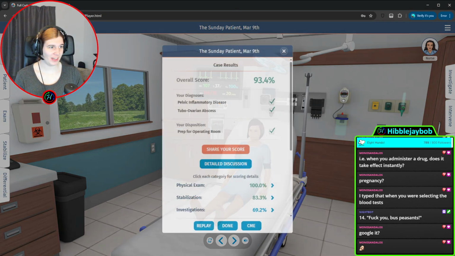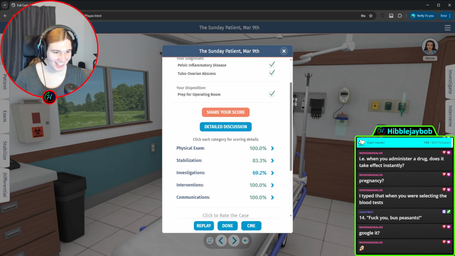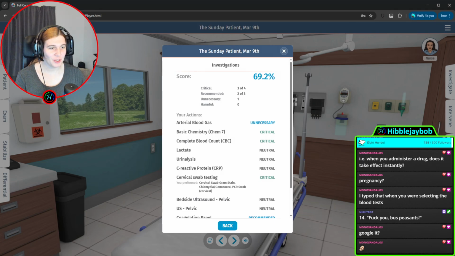Are you sure? Finish. Oh, it does give us a score. Okay, we only got 62% for the investigation. So the ABG was unnecessary. So in my line of work, which is emergency care, everybody gets an ABG. Everybody gets an ABG.